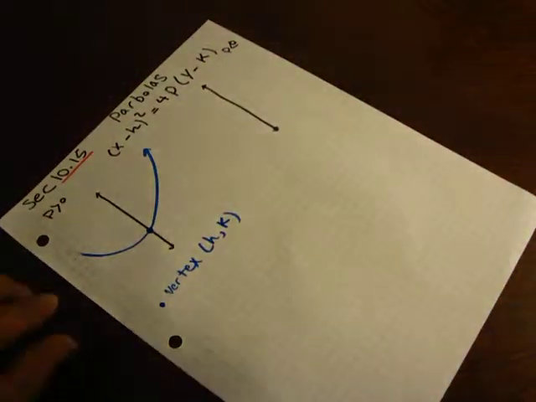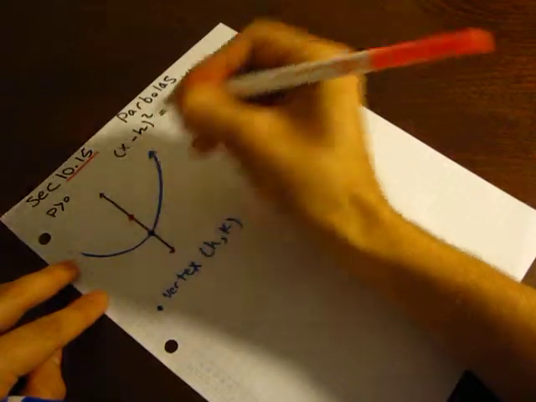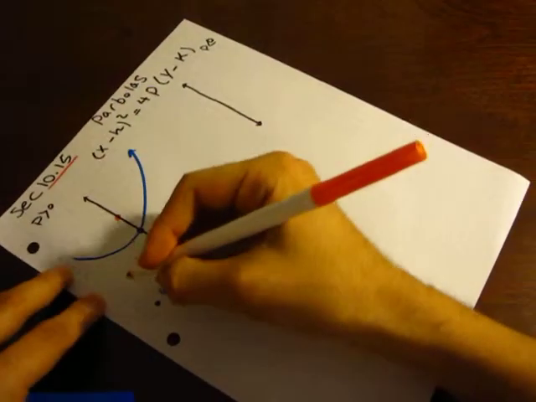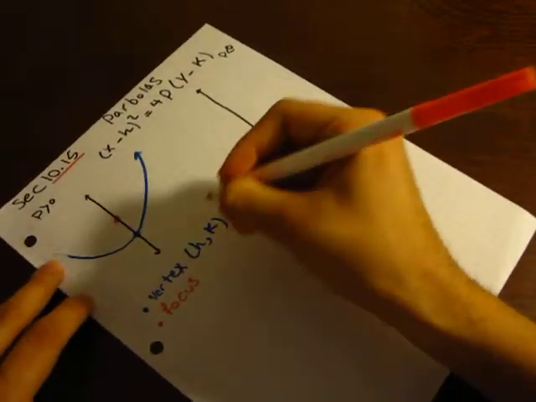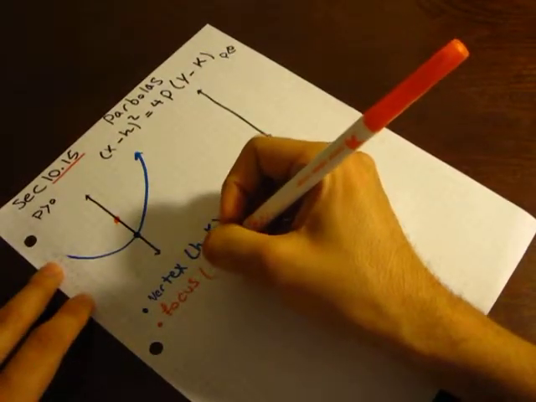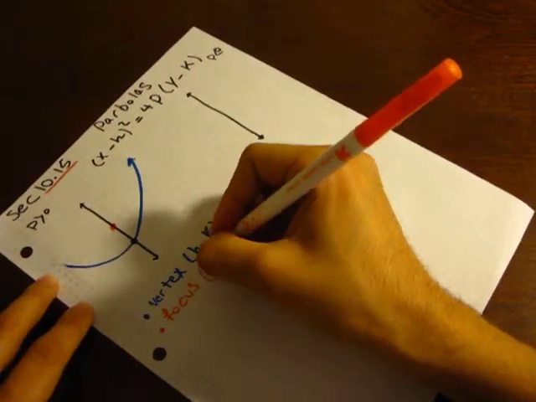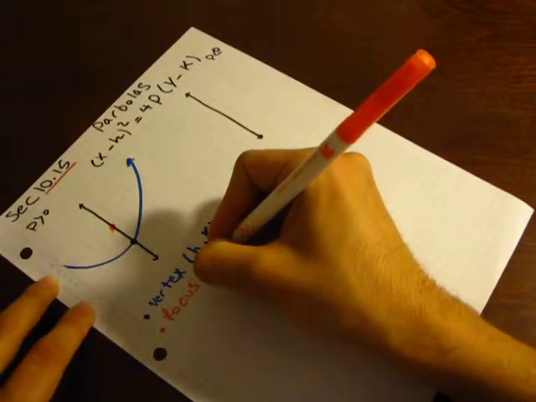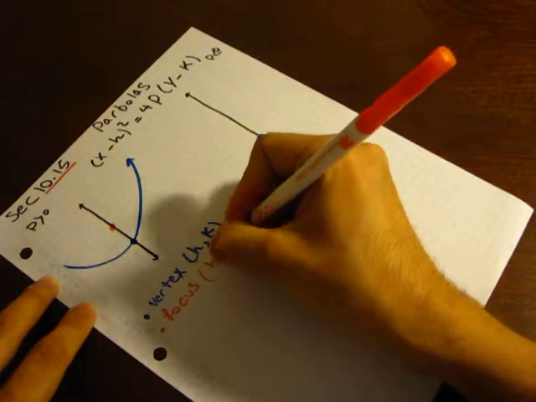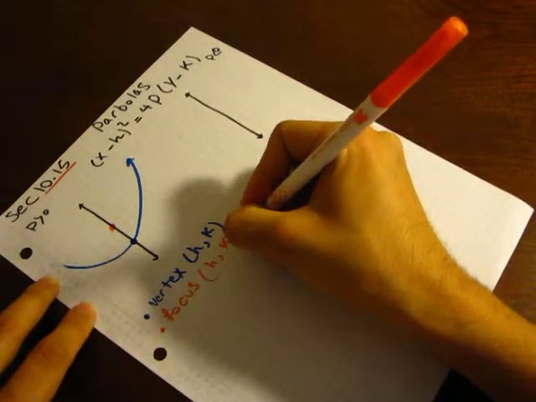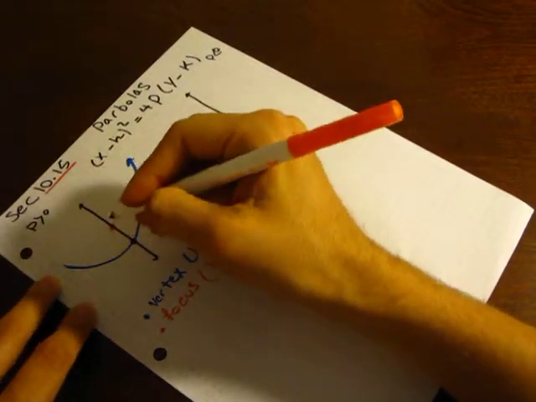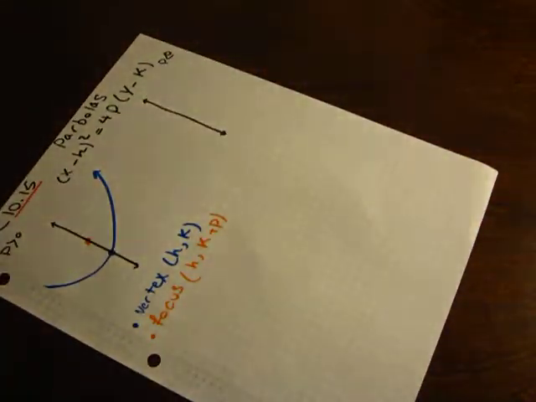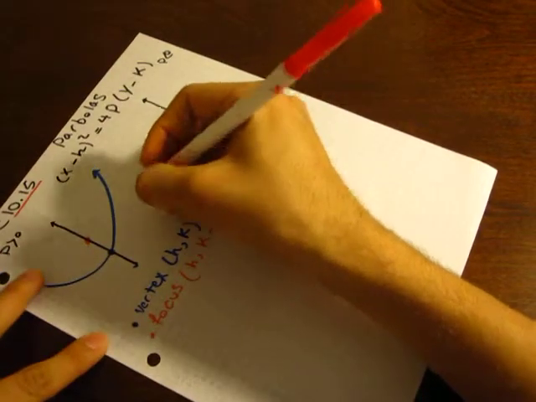The point exactly right here in orange is my focus point. The x and y of the focus are (h, k + p). As you see, they have the same x's and they're on the same exact line. And there is another line which we call the directrix.